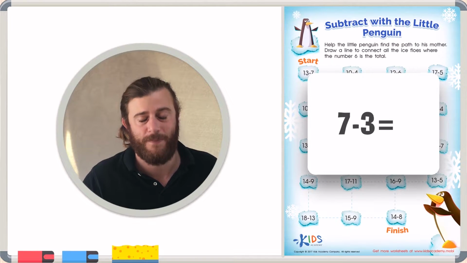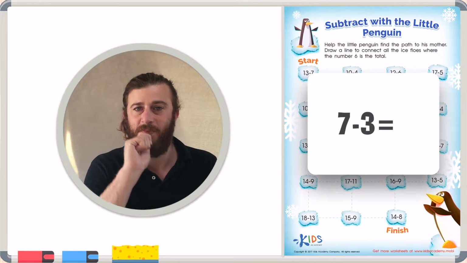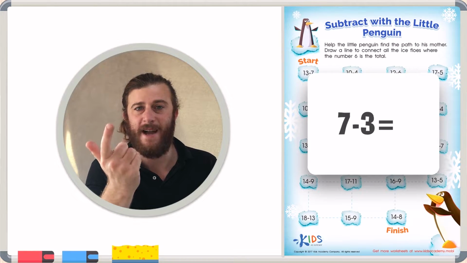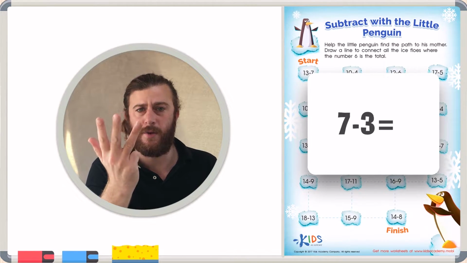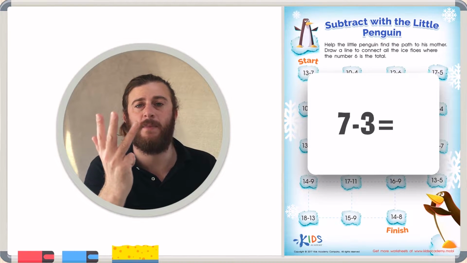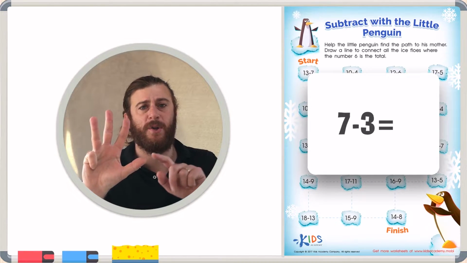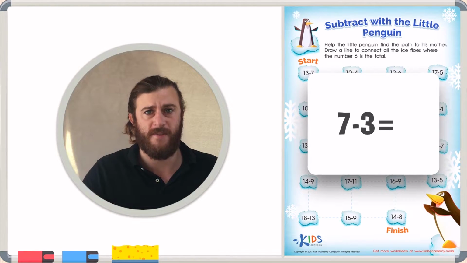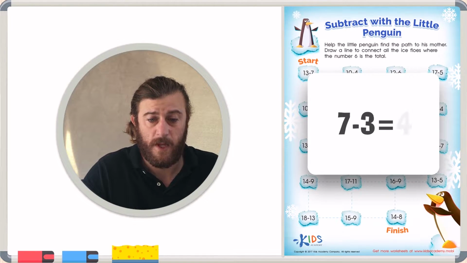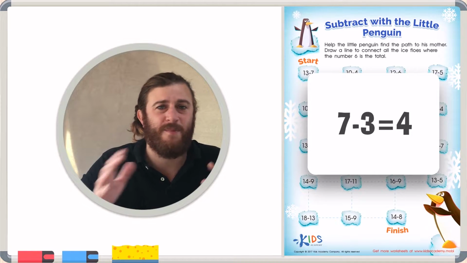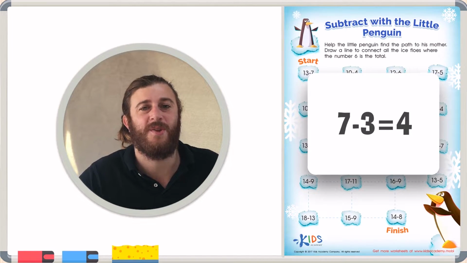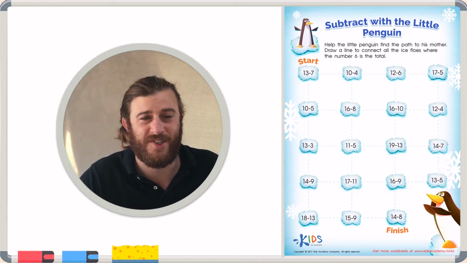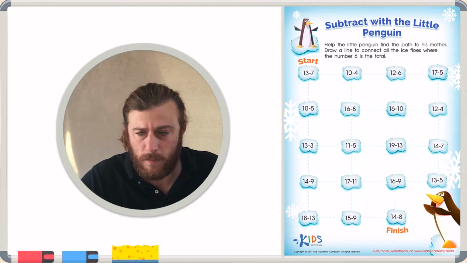Let's try it together. 7, 6, 5, 4, 3. Okay, I landed on my number 3. How many fingers am I holding up? 1, 2, 3, 4. So 7 minus 3 equals 4. Let's use this strategy of counting back to answer these questions on this worksheet. Let's read the directions and get started right away.